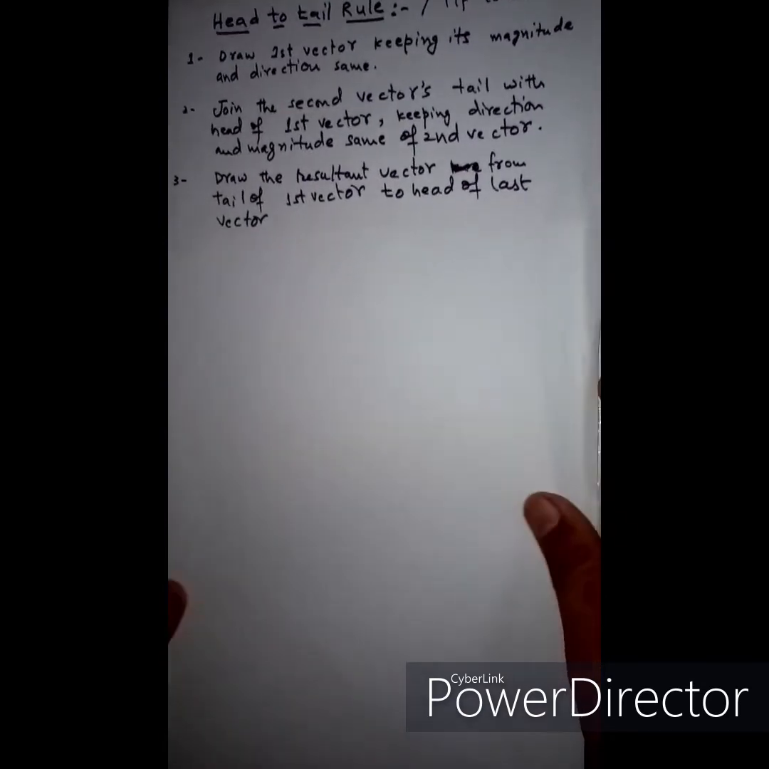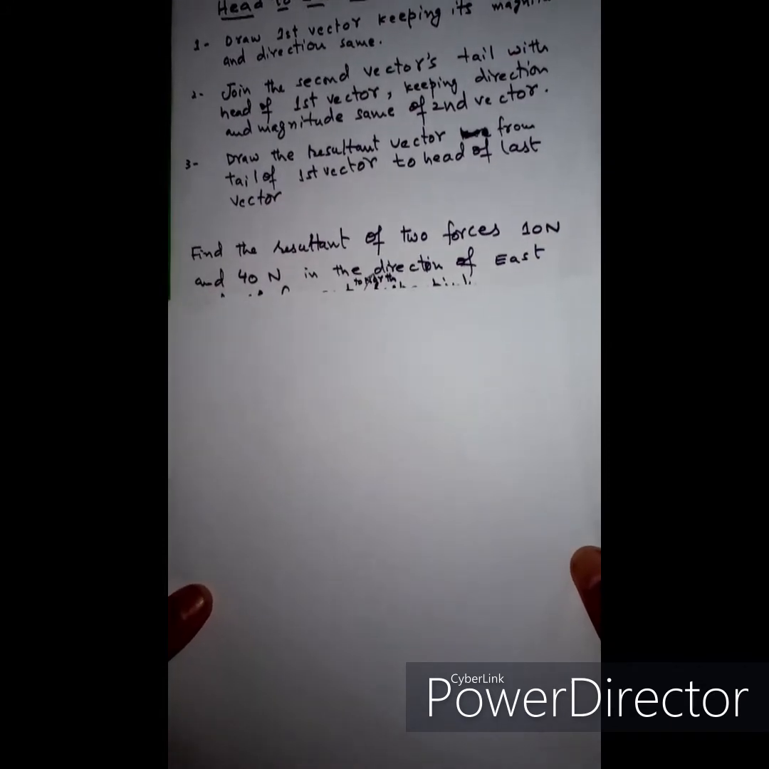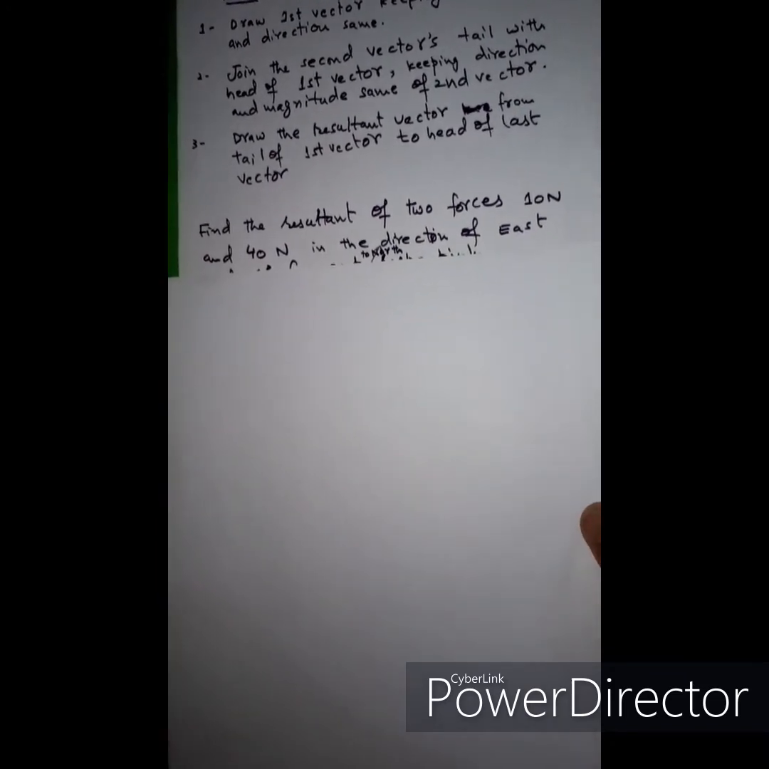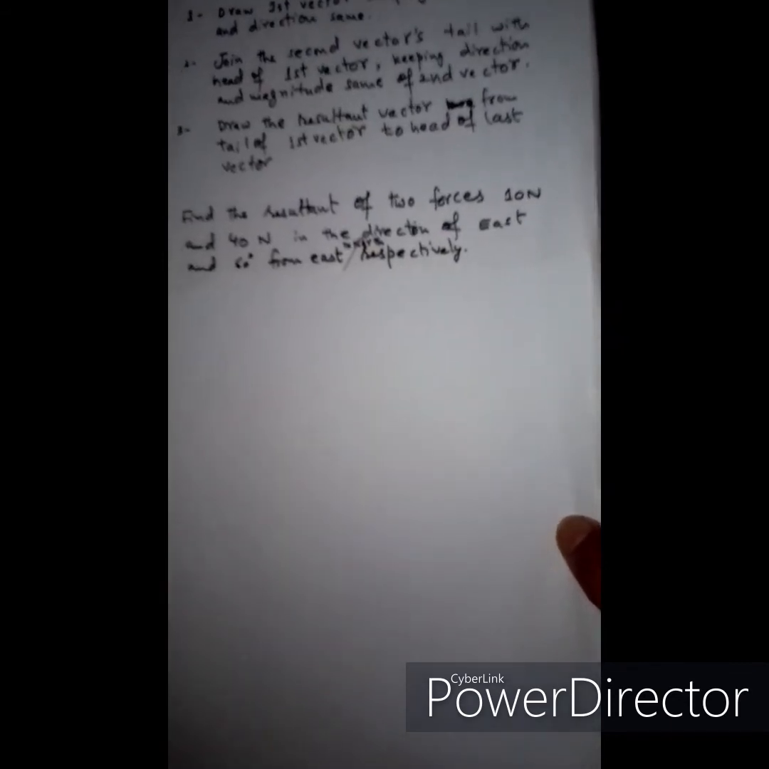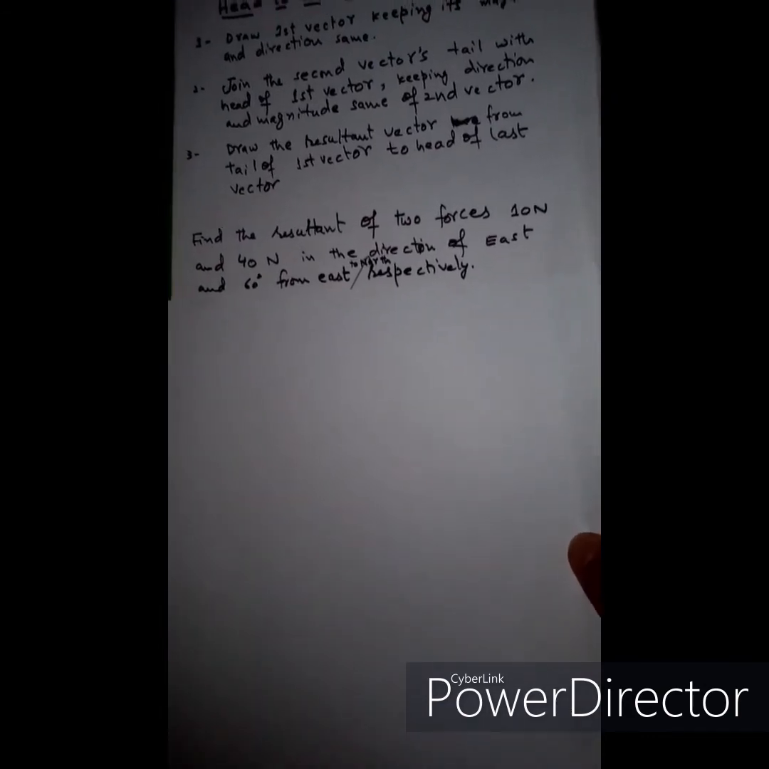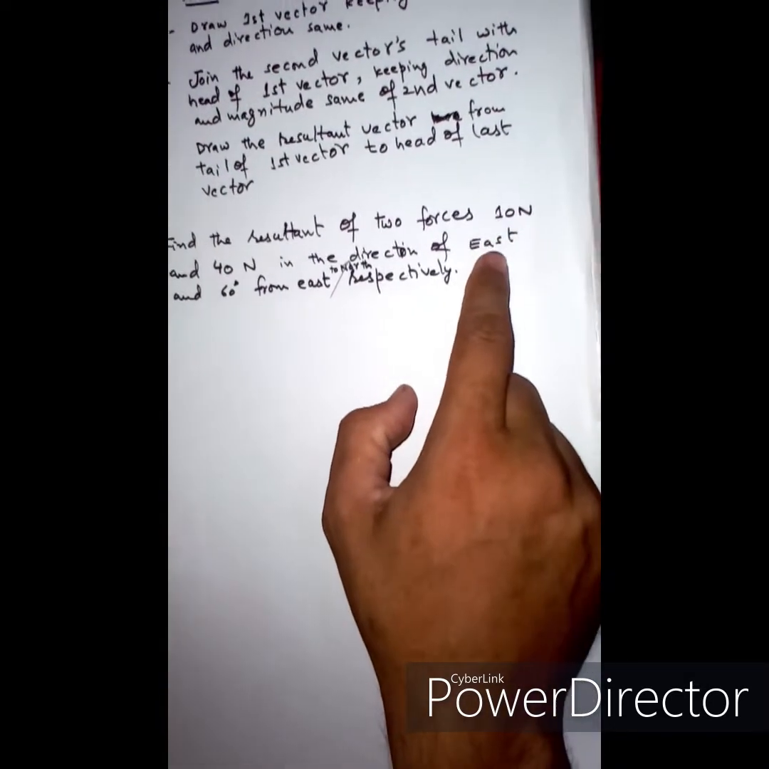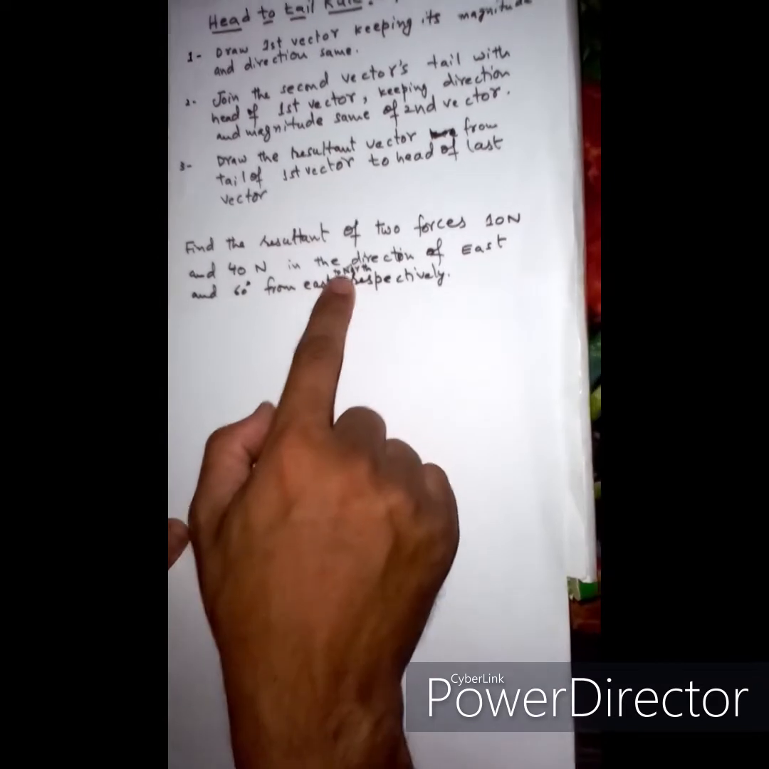Now see how we do this. Here we have the question: find the resultant of two forces of 10 Newton and 40 Newton in the direction of east and 60 degrees from east to north respectively. What does this mean? There are two force vectors. The first has 10 Newton magnitude, the second has 40 Newton magnitude, and the directions are given respectively. So the 10 Newton vector has the direction of east, and the 40 Newton vector has the direction 60 degrees from east to north.